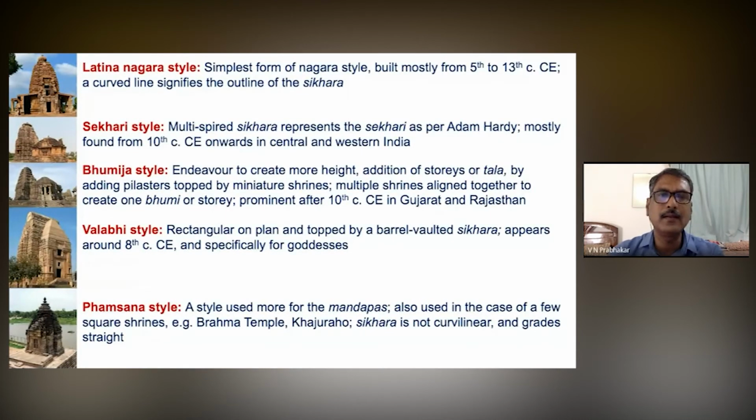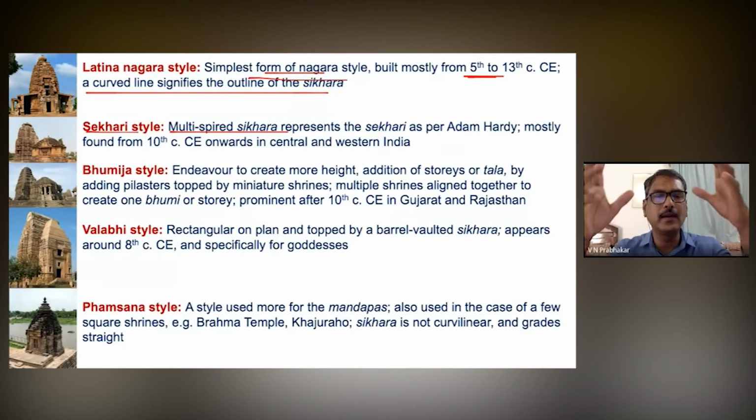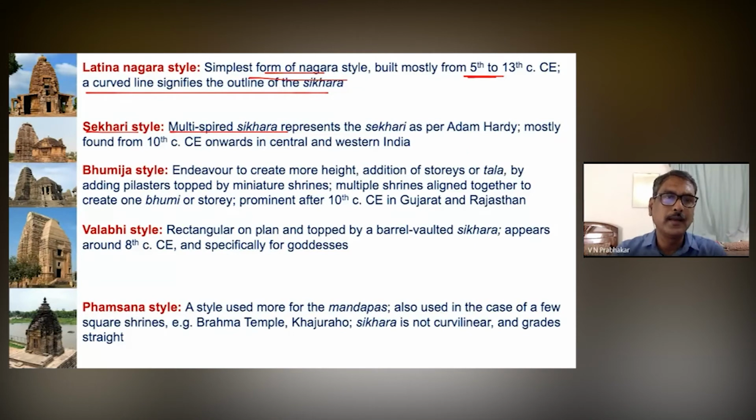So the Latina Nagara style is the simplest form of the Nagara style. We find these in existence from the 5th century CE onwards, and it's a single curved line which outlines the Shikara. The Shekhari style has a multi-spired Shikara. It consists of various Shikaras added on the outer face, and it resembles a group of mountains rising together, and they are found mostly from the 10th century CE onwards.